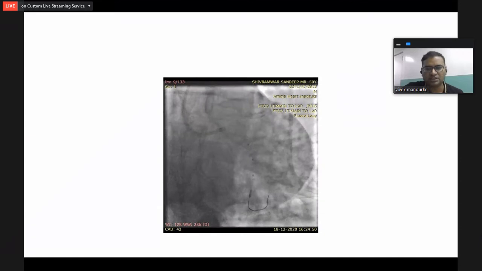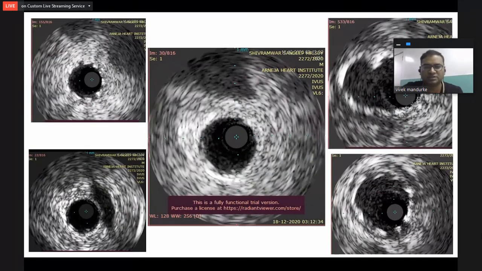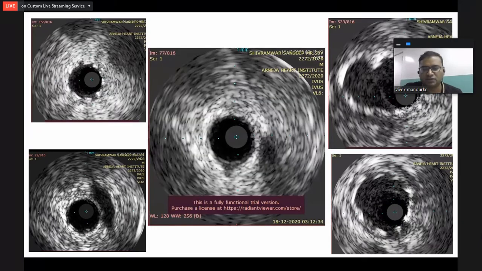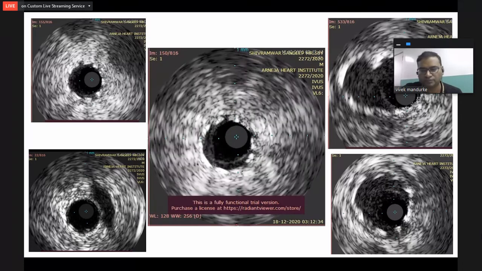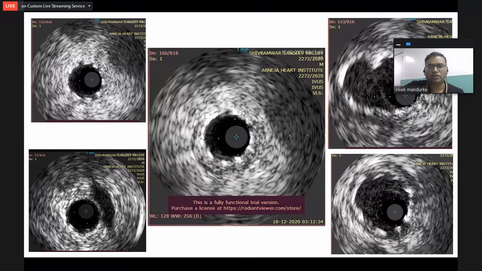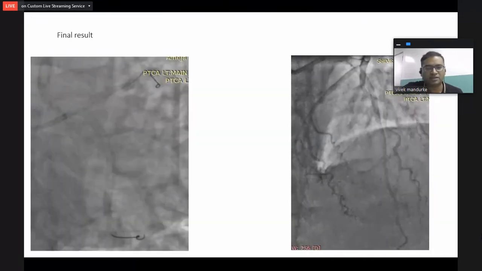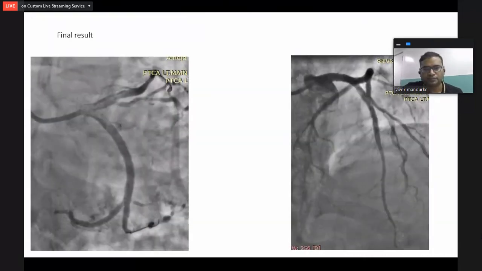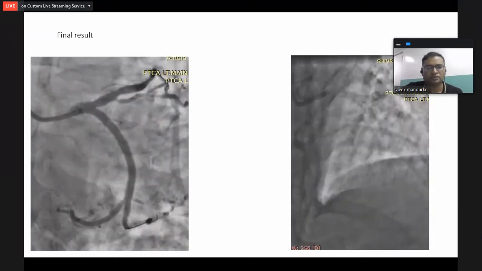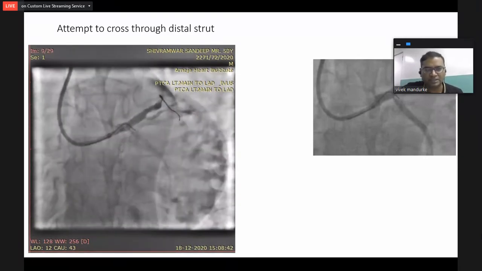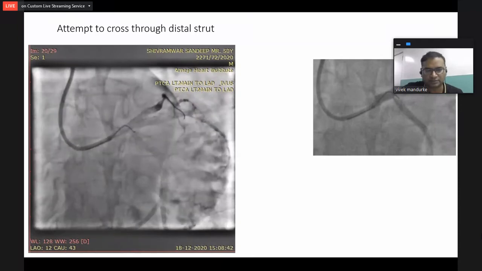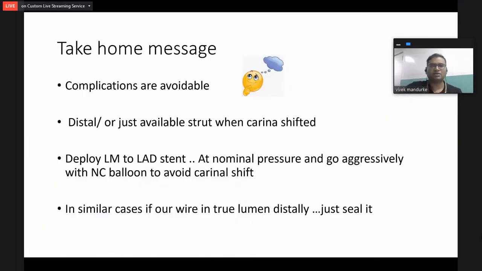We wanted to see the area below this stented segment, which was normal, and we have not seen any intramural hematoma or anything else, and we can see a well optimized stent. This was the final result. By going back in the case, I think we might have caused all the problem because of this step where we were attempting for the distal strut. The take home message is, I think complications are avoidable with the meticulous steps we followed. I think many complications can be avoided.